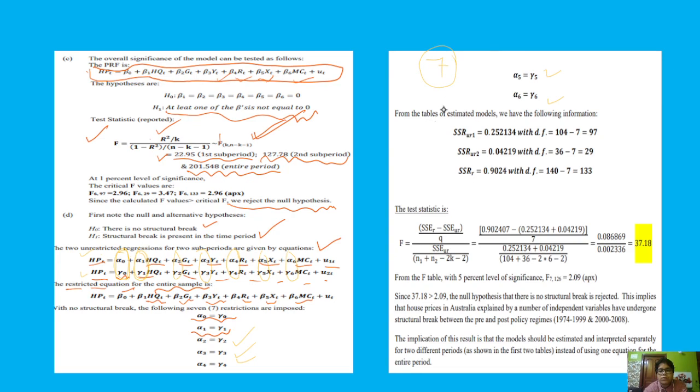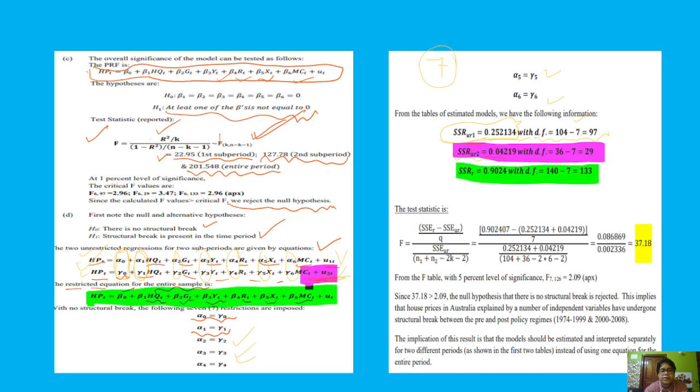Got it? So when you got 7 restrictions and you run the regression, the first equation, you get this one as your sum of squared residuals with degrees of freedom 104 minus the restrictions, that is 7, so 97. Similarly for the second equation, this part. And then this is the ultimate sum of squared residuals, already given for the entire period.